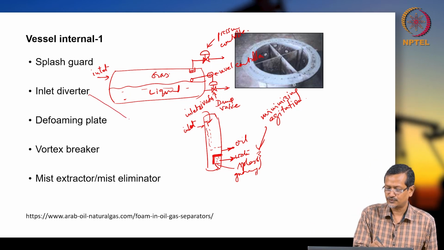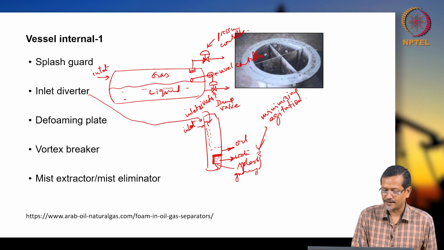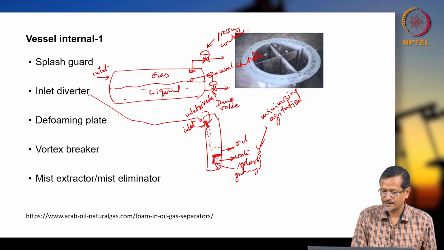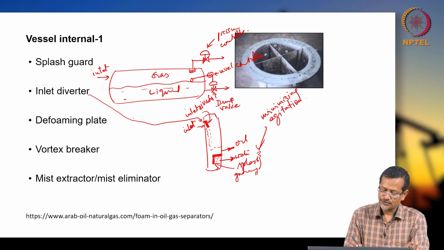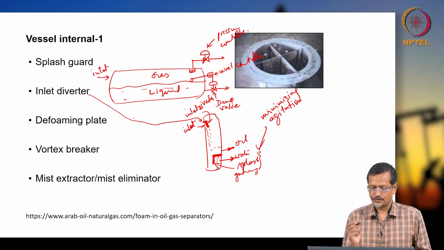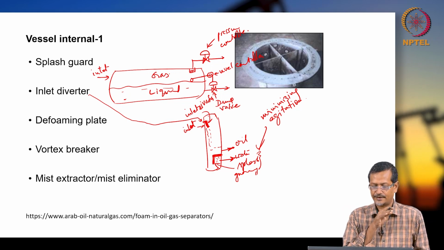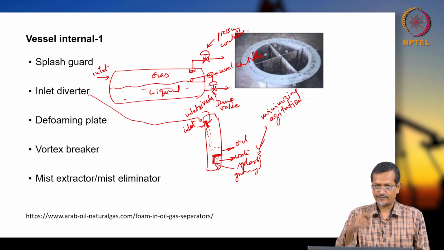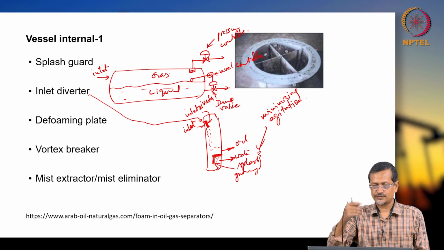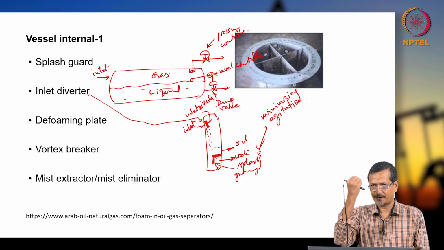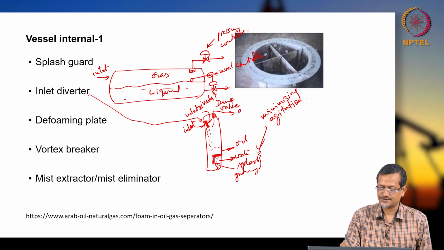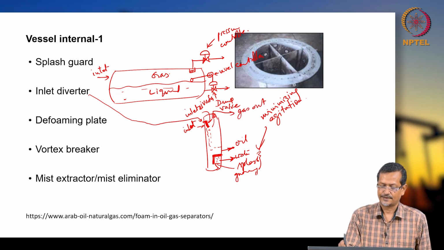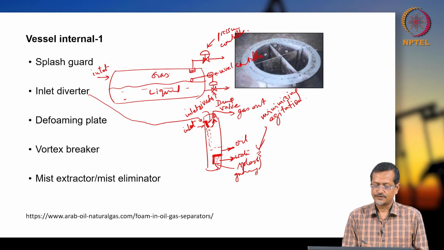Inlet diverter, I have already shown here, this one is the inlet diverter, you can see this one I am drawing here. So the inlet diverter will be diverting the fluid when it is coming. When fluid is coming from the inlet pipe, it will divert the flow and push it downward, so that high density particles will go down and low density particles will try to move up, and go through the mist extractor or gas outlet. So this is called the inlet diverter.